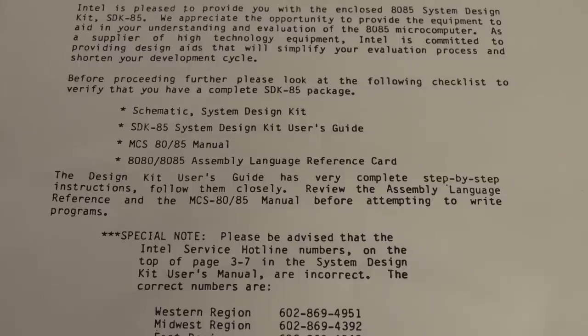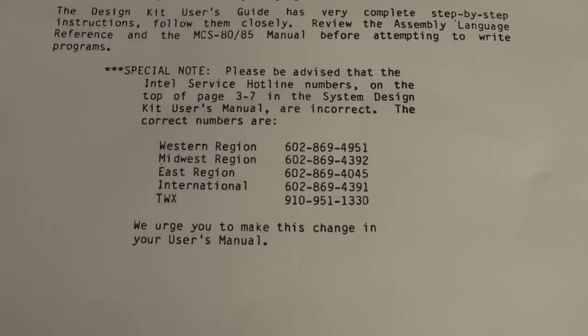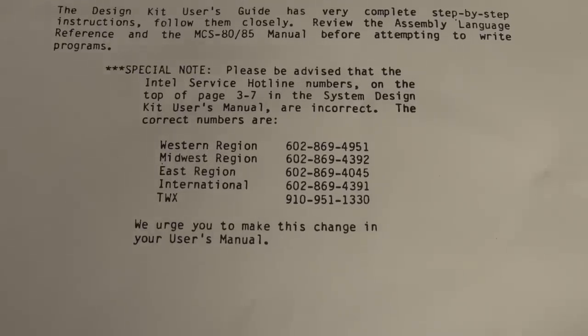Before proceeding further, please take a look at the following checklist. The Design Kit User's Guide has very complete step-by-step instructions. Follow them closely. Review the assembly language reference before attempting to write programs. Special note, please be advised that the Intel service hotline numbers on the top of page in the System Design Kit are incorrect. The correct numbers are... There you go. Anyone want to call those numbers and see who answers?